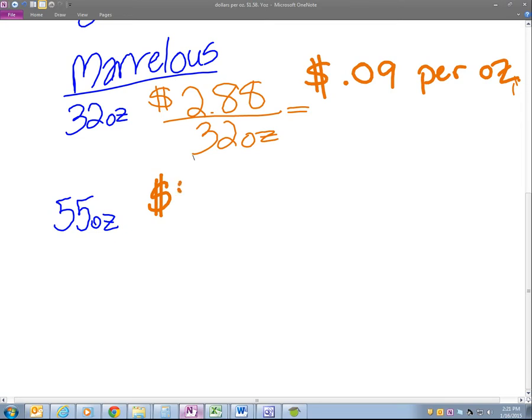I set it up as 7 cents. Nope, these are for demonstrations, so I need it to be completely done. Divided by 55 raccoons. Thank you.